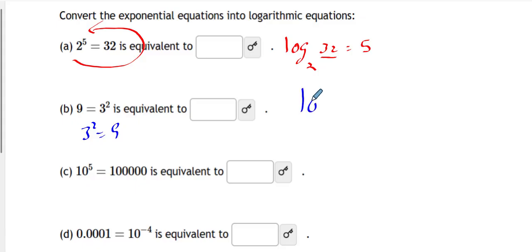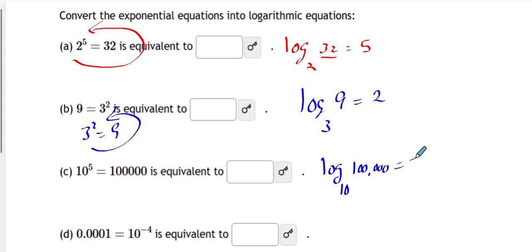So this one has log base 3 of 9 is equal to 2, right? What does 3 have to be raised to get 9? 2. All right, so we've got log base 10 of 100,000 is equal to 5, and we'll rewrite it as just a common log. Because of that, if you have a log base 10 of 100,000, it's just counting the zeros. What does 10 have to be raised to give you that?